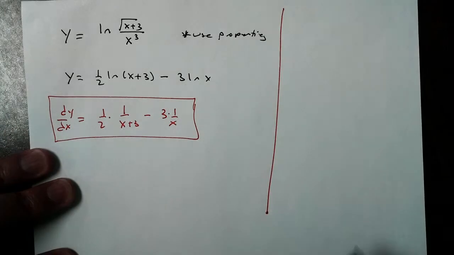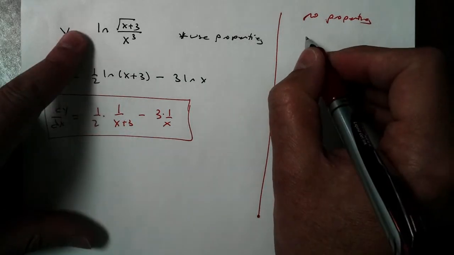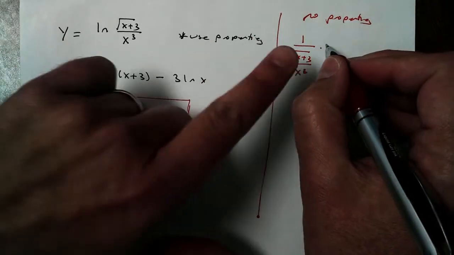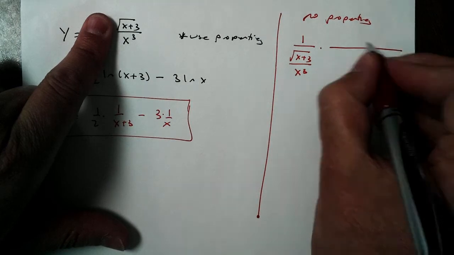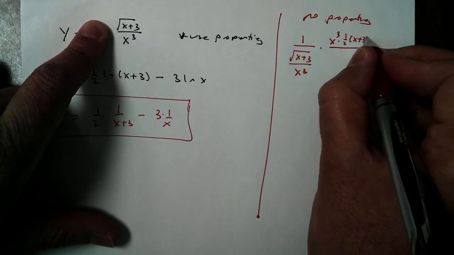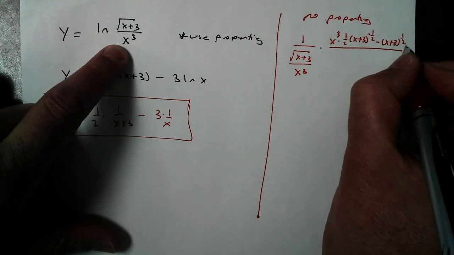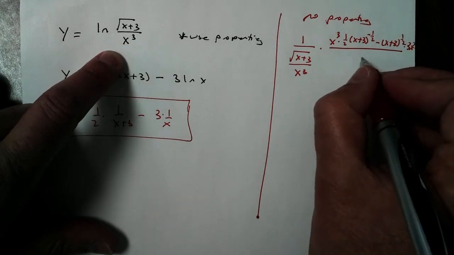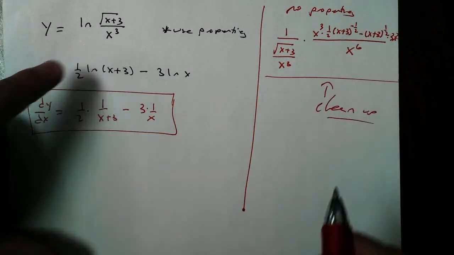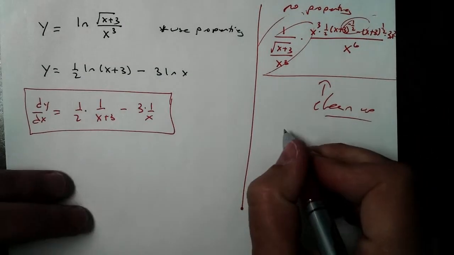Now, if I did not use my property, no properties, ready? Oh, watch this one. The derivative of natural log is 1 over all of this times the derivative of the inside, which is quotient rule: low d high, remember that's 1/2 x plus 3 to the negative 1/2, minus high, x plus 3 to the 1/2, d low, 3x squared, all over the bottom squared, x to the 6. And I still have to clean this up. Oh, no negative exponents, no complex fractions. It's a nightmare. You'd be like, no.